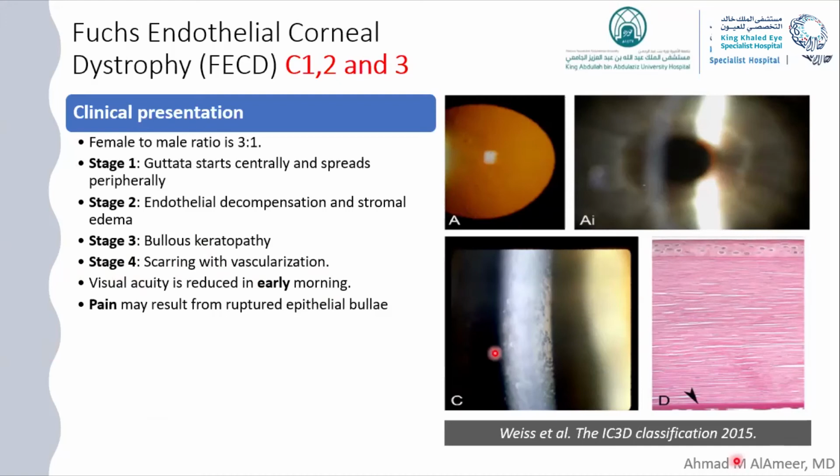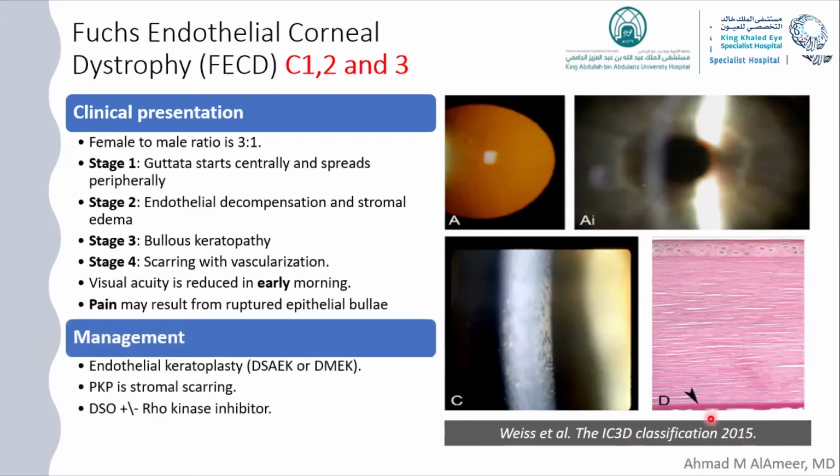This light microscopy photo showed the corneal guttata. You can see a thickened Descemet membrane and the hyaline excrescences on it. Management is endothelial keratoplasty, either DSAEK or DMEK, PKP if stage 4, and Descemet stripping. There is growing evidence supporting the use of Descemet stripping only procedure plus or minus Rho kinase inhibitor.